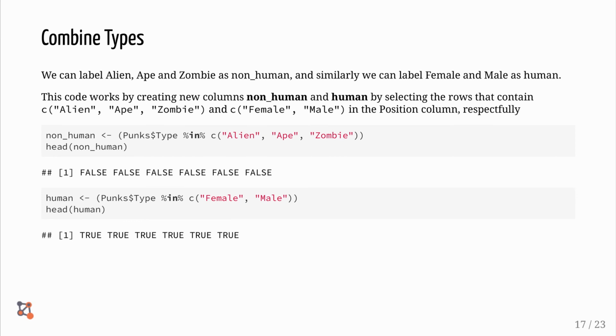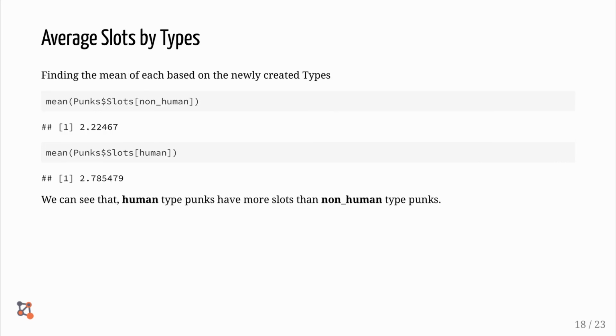Now let's try combining types. We can label alien, ape, and zombie as non-human, and similarly, we can label female and male as human. This code works by creating new columns, non-human and human, by selecting the rows that contain alien, ape, and zombie, and female and male in the type column respectively. And we can calculate the average slots by type. Human type punks have more slots than non-human type punks.